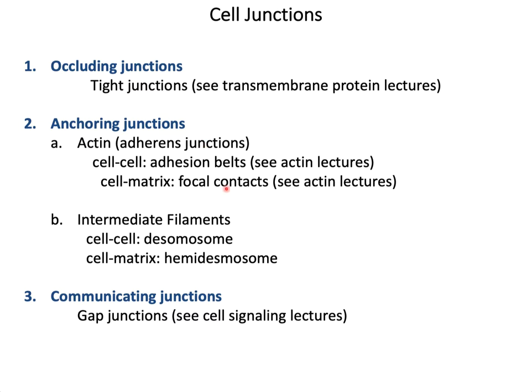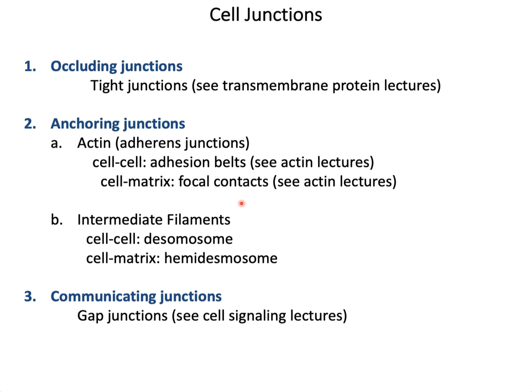So there are four types of anchoring junctions. First of all are the anchoring junctions that utilize actin. When cells interact with each other and utilize actin, the junction is often referred to as an adhesion belt. And we saw adhesion belts when we were talking about the cellular cytoskeleton and in particular actin. When cells interact with the matrix and utilize actin at the same time, they form a junction known as focal contacts. And we also saw focal contacts when we were discussing actin.